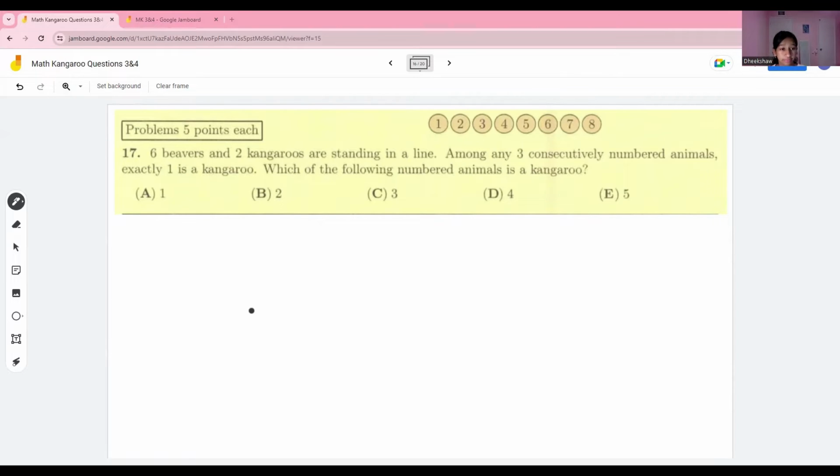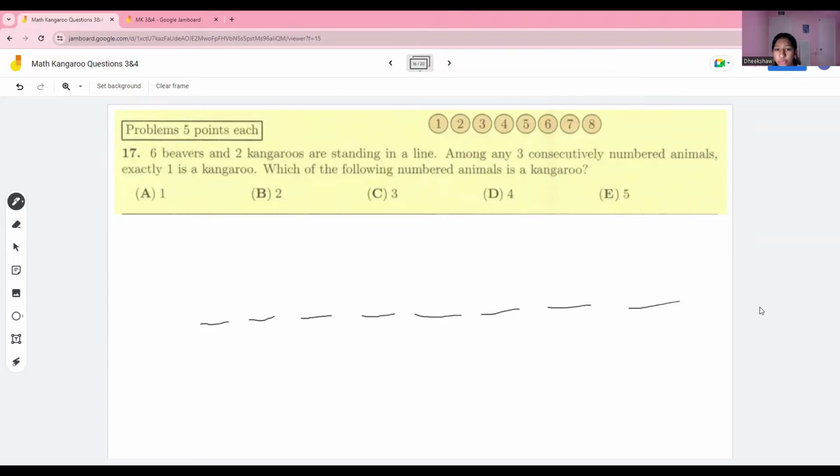Okay, problem 17. 6 beavers and 2 kangaroos are standing in line. Among any 3 consecutively numbered animals, exactly 1 is a kangaroo. Which of the following numbered animals is a kangaroo? So 8 spots. So 1, 2, 3, 4, 5, 6, 7, 8. There are 6 beavers and 2 kangaroos in the line. So among any 3 consecutively numbered animals, exactly 1 is a kangaroo. So really try to think about that.